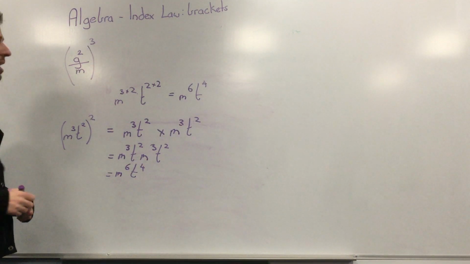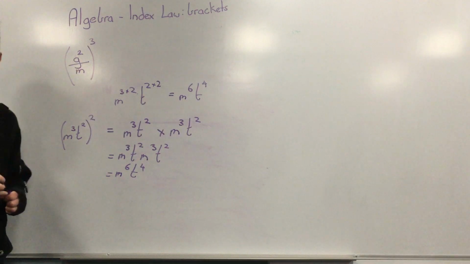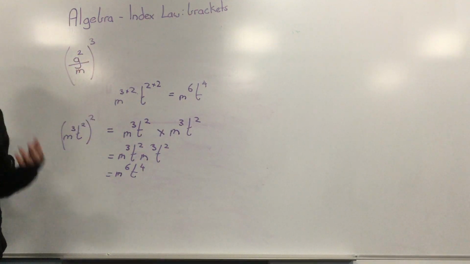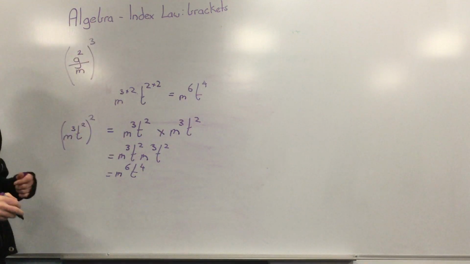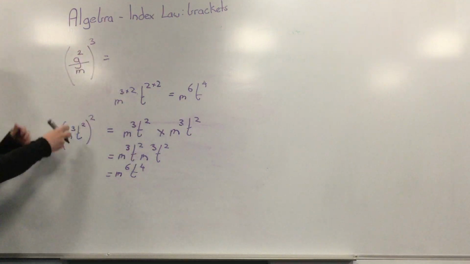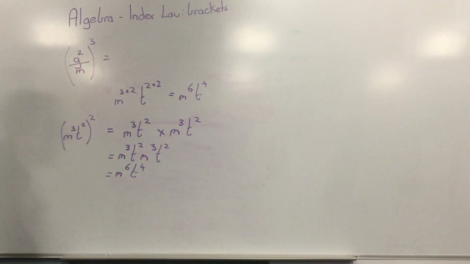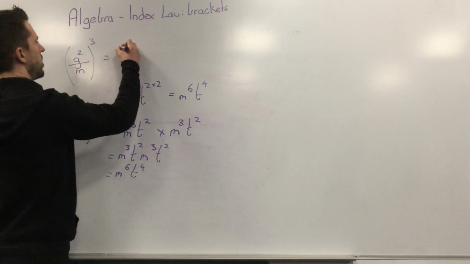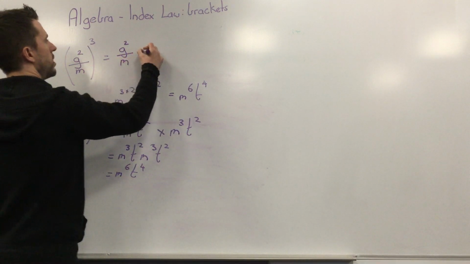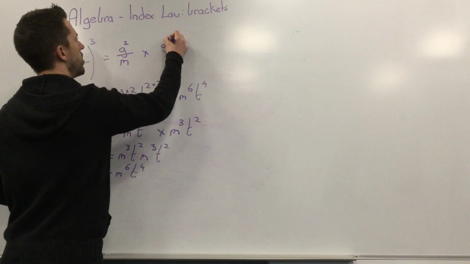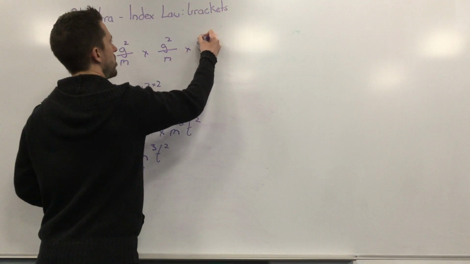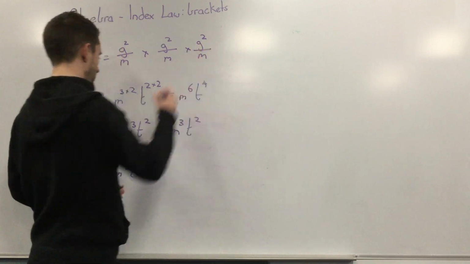Now, exactly the same thing applies if I've got g to the power of 2 divided by m in brackets, to the power of 3. So all that means is we have 3 lots of g to the power of 2 divided by m. So I've got g to the power of 2 divided by m times g to the power of 2 divided by m times g to the power of 2 divided by m.